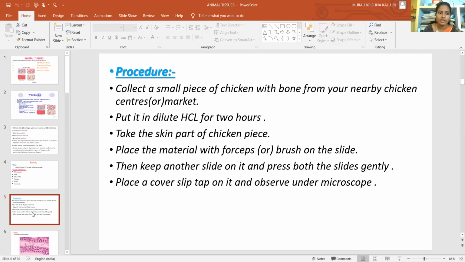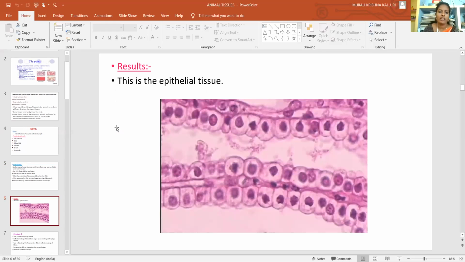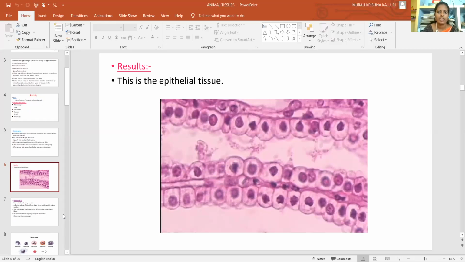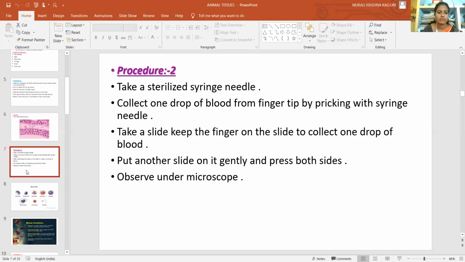We can observe the chicken piece. This is the epithelial tissue. We observe the epithelial tissue under the microscope. Next one.